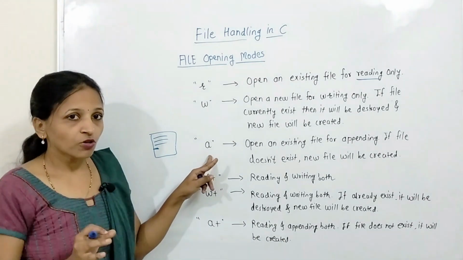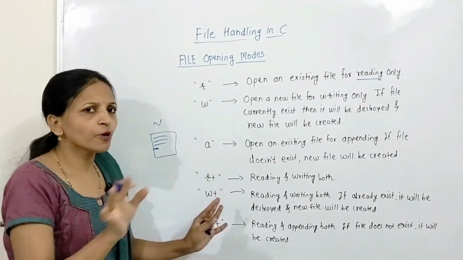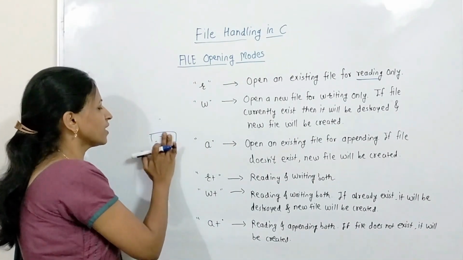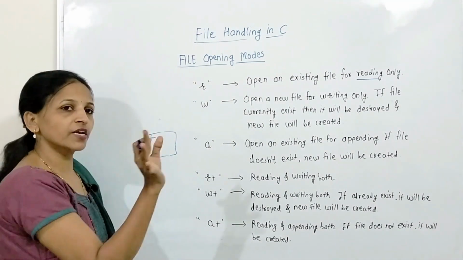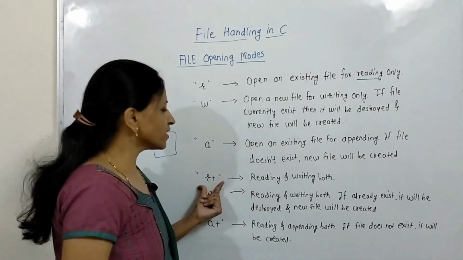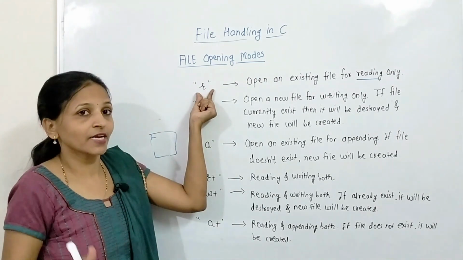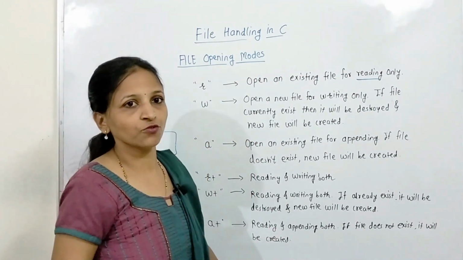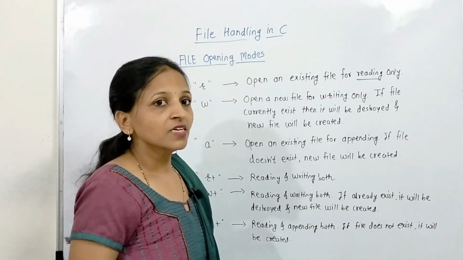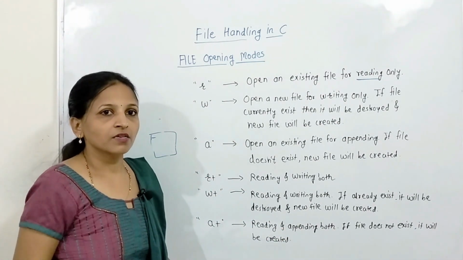If you are opening a file in A mode and it is not present, then no problem, it will create a new file and the cursor will be at the beginning, and you can add contents. It will act just like W mode. Getting? Now the next one is R plus. R plus means some additional functionality inside R. R means you can open that file only for reading. But R plus means reading and writing both are possible.